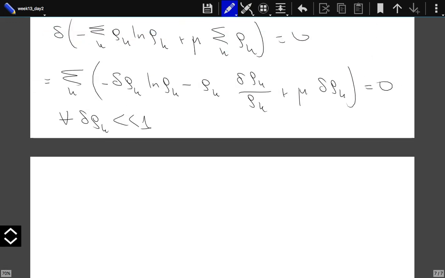Yes, we are looking at an extremum. We are looking at the maximum. So a very small variation of rho k shouldn't really change its value. So that's what we are writing here. It's flat at the top. It should be flat at the top.